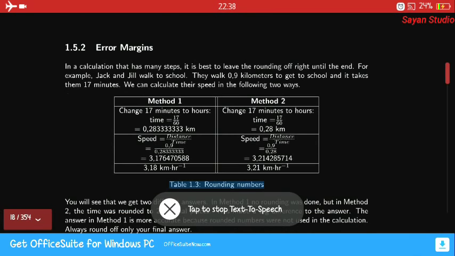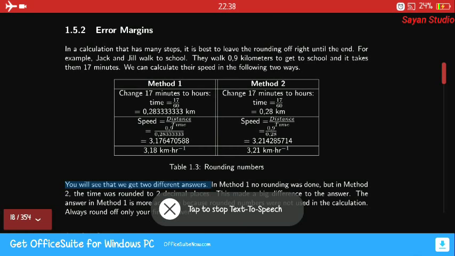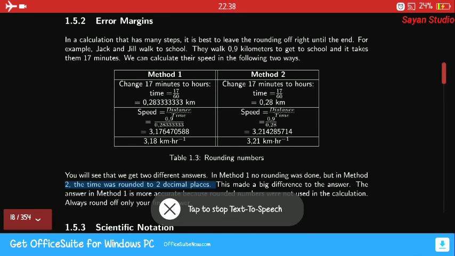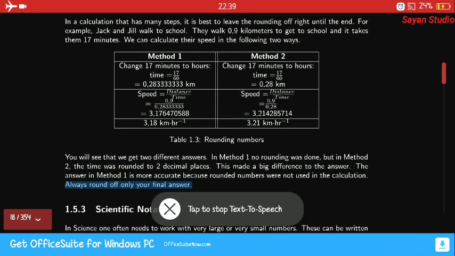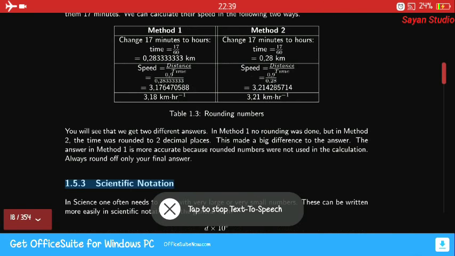Table 1.3, rounding numbers. You will see that we get two different answers. In method 1 no rounding was done, but in method 2, the time was rounded to 2 decimal places. This made a big difference to the answer. The answer in method 1 is more accurate because rounded numbers were not used in the calculation. Always round off only your final answer.